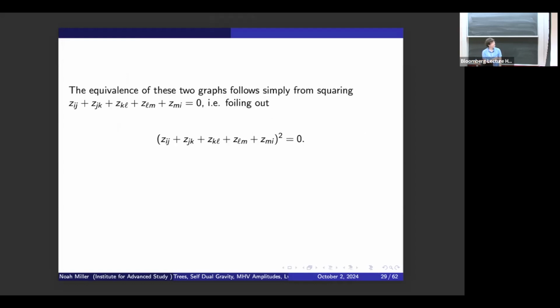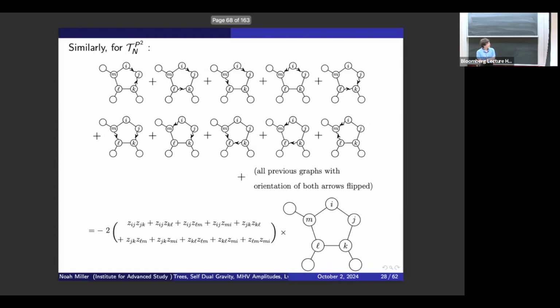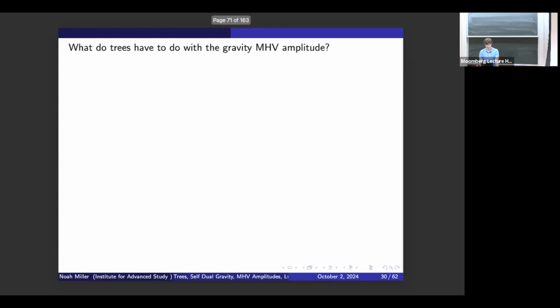But the equivalence of these two graphs just follows from squaring the following thing, which is 0. So if you have a cycle of zi's and you sum all the zij's in that cycle, you get 0. And then if you square this thing, just FOIL that out, you'll get on one side all the squares and on the other all the pairs. This logic works for a cycle of any size, and that completes the proof. So that's actually the only way I specifically know how to solve this exact equation. Anyway, so that's the proof of the tree formula.